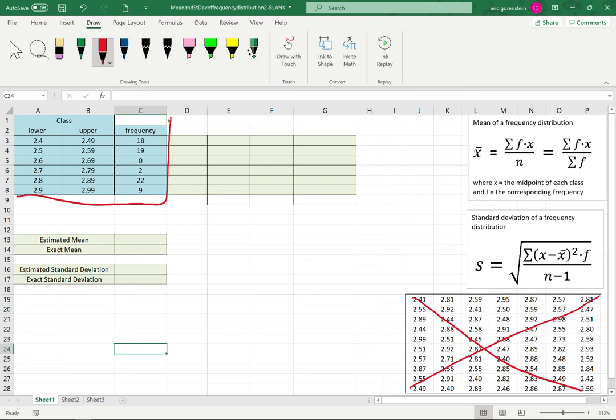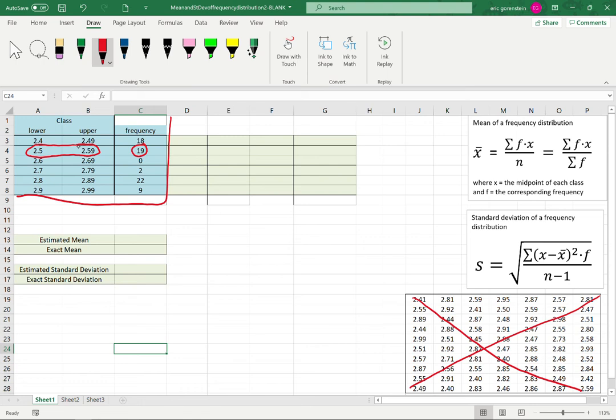So, like I said, we have none of the original data values, but we know that there are 18 numbers in our set, and those 18 numbers are somewhere between 2.4 and 2.49. We don't know what they are. And then the next 19 numbers in the second class, again, those are all somewhere between 2.5 and 2.59, but we're not sure exactly what those numbers are.